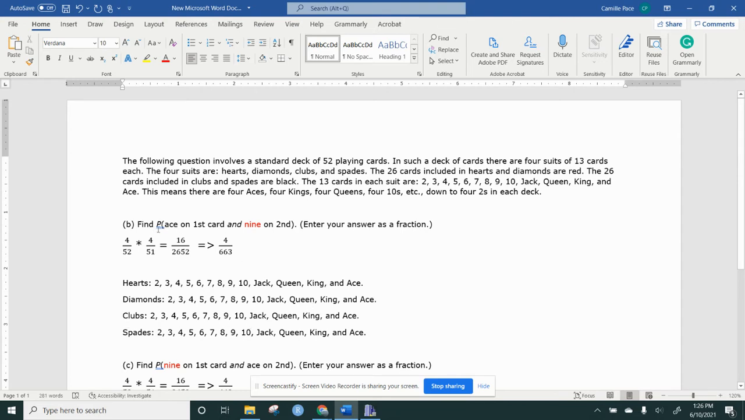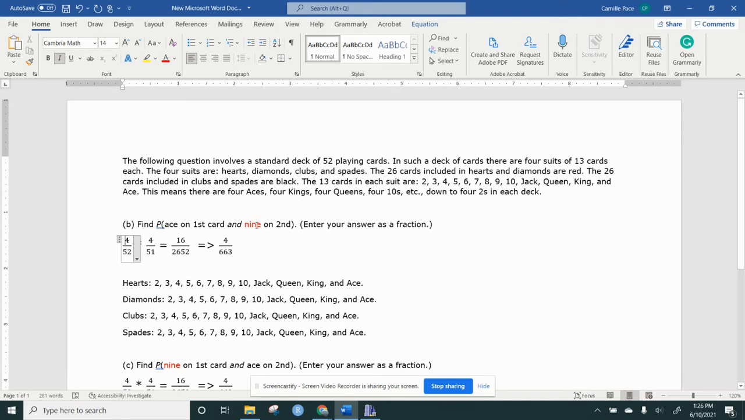Okay, so it wants to know the probability of finding an ace on my first card and a nine on my second. So the probability of finding an ace on my first card is 4, because I have four aces, over 52, because I have 52 cards. Okay, so I have that ace and I'm going to put it to the side. And what that does is that takes one card out of play. So my whole deck of cards went from 52 down to 51.